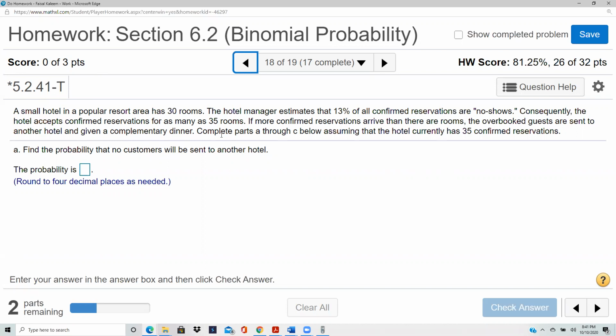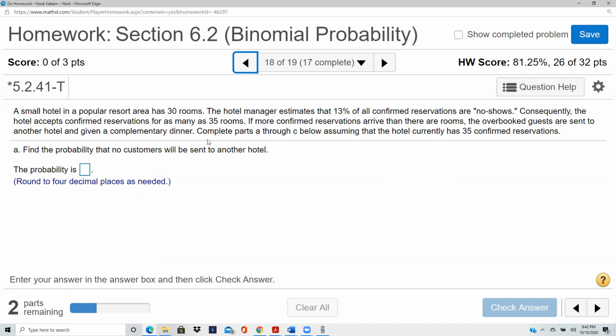Complete parts A through C, assuming that the hotel currently has 35 reservations. Find the probability that no customer will be sent to another hotel. So, it's a binomial situation because the guests will either show or no show.